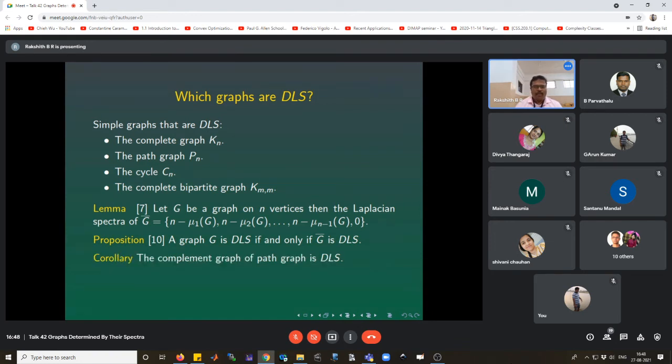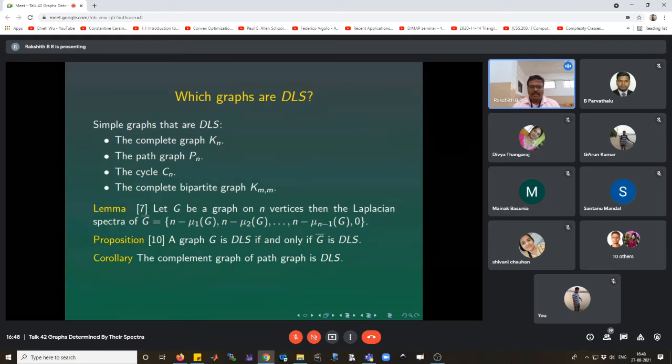So you can easily see that the complement of a path graph is determined by the Laplacian spectrum. Why? Because the path graph is determined by the Laplacian spectrum, and if you use this proposition, it's clear that the complement graph is also determined by the Laplacian spectrum.